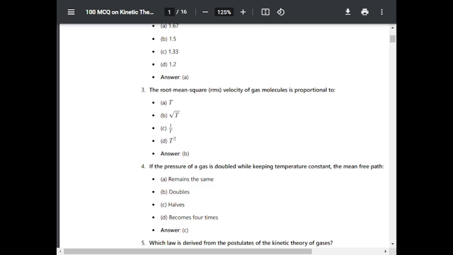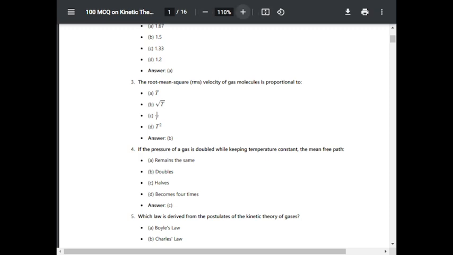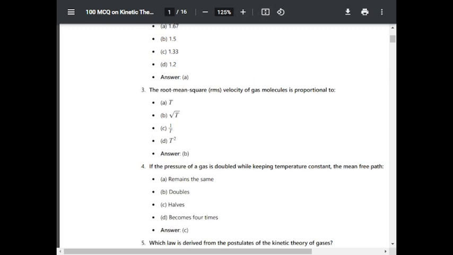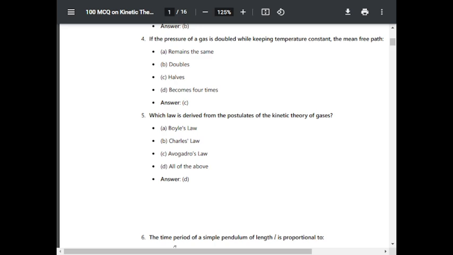Question number 4. If the pressure of a gas is doubled while keeping temperature constant, its mean free path is: option A remains same, option B doubles, option C half, option D becomes 4 times. The correct answer is C, becomes half. Its mean free path becomes half. Option C is correct.